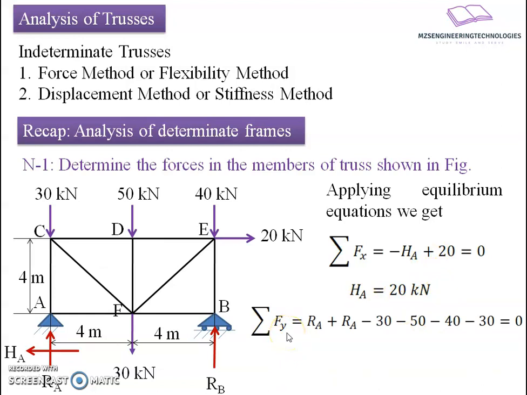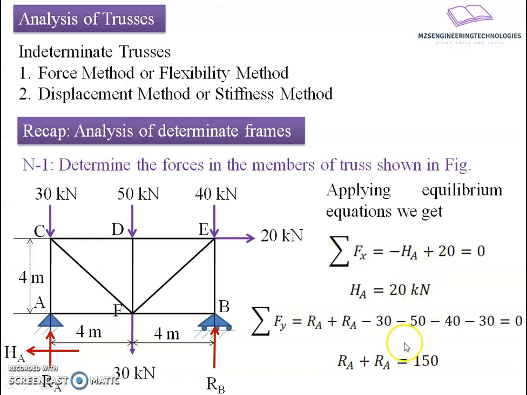Summation of force in vertical direction: RA, it should be RB here, so read it as RB here. RA plus RB minus 30 going downward, minus 50 going downward, minus 40 going downward, one more minus 30 going downward. All downward forces I have counted as negative, upward forces as positive. The resultant: RA plus RB equals 150.